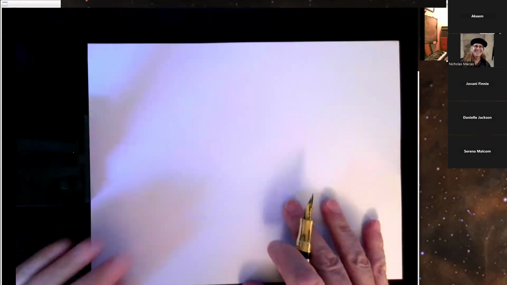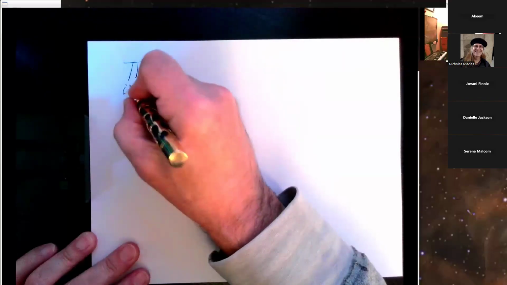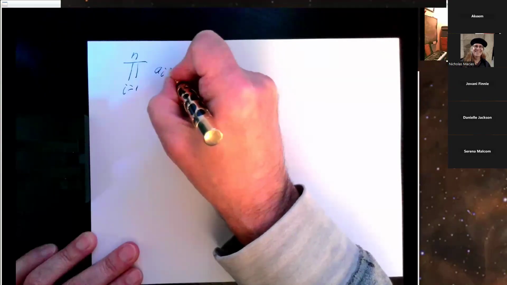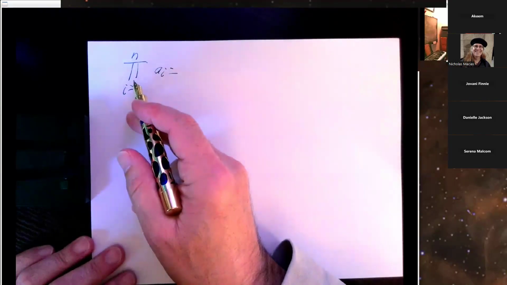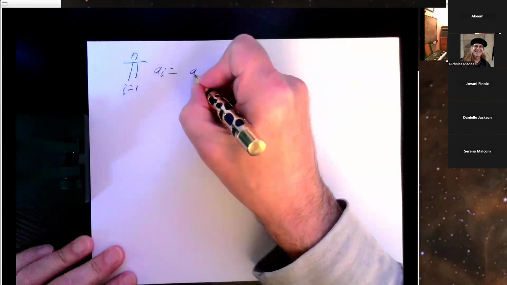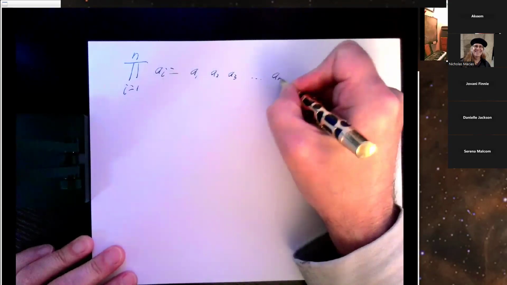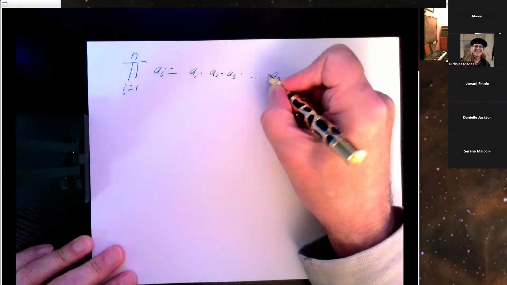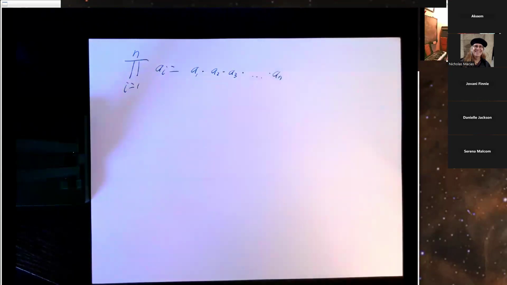All right, and then the last concept related to that is the idea of a product. So if I say the product, this is an uppercase P for product instead of S for sum. The product from i equals 1 to n of A sub i. This is just take A1, A2, A3, all the way up to An, multiply them. So exactly the same as a summation, but you multiply instead of adding.